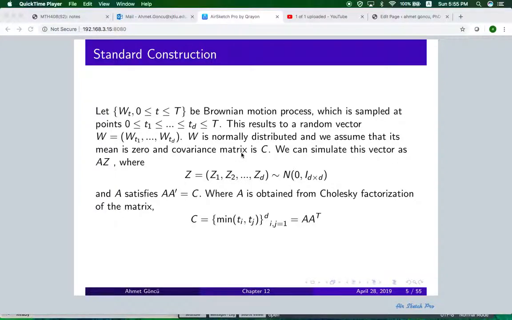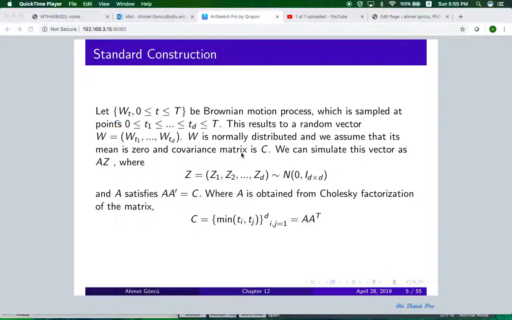So first, let's talk about standard construction. It's one of the methods to construct the paths of Brownian motion process. As you can see, we first let this Wt be our Brownian motion process, and we are sampling this process at different time steps from 1 to d number of time steps. And we have this random vector of Brownian motion realizations.